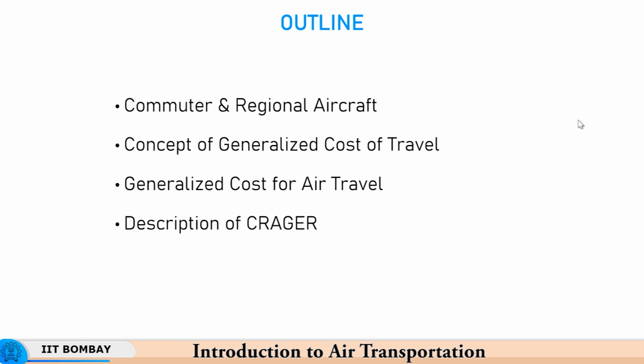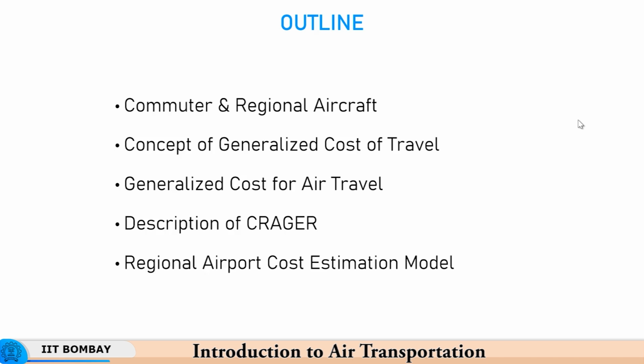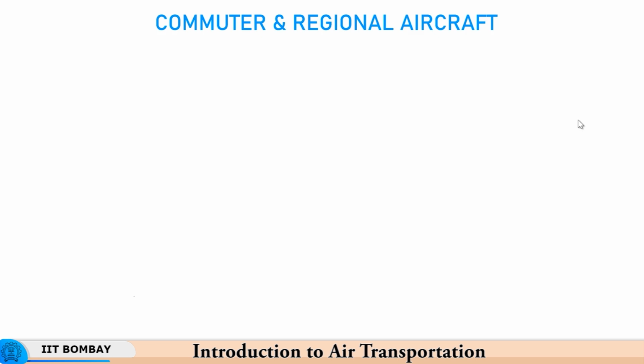Next, we will describe a specific routine which has been developed for analysis of commuter and regional aircraft operations, costing and sizing. One important part of this particular routine is the cost estimation model for setting up and operating a small regional airport suitable for commuter and regional aircraft. So, we will look into the details of that particular model, and in the end we will present some case studies on the application of this particular model for three contemporary commuter and regional aircraft.